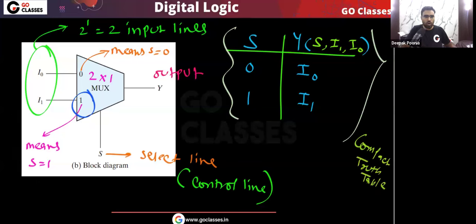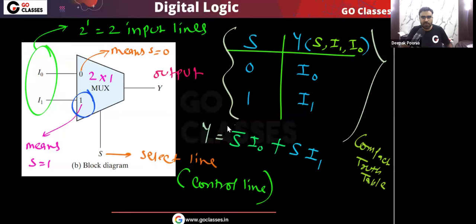Okay, now from this compact truth table, can we write the expression for this output Y? Let's write the expression for output Y. So this Y will be equal to what? You can see when S equal to 0, output equal to I0. S equal to 0 means S bar. So you can see S bar I0. Or when S equal to 1, then the output is I1. S equal to 1 means S. When S is equal to 1, then the output is I1.